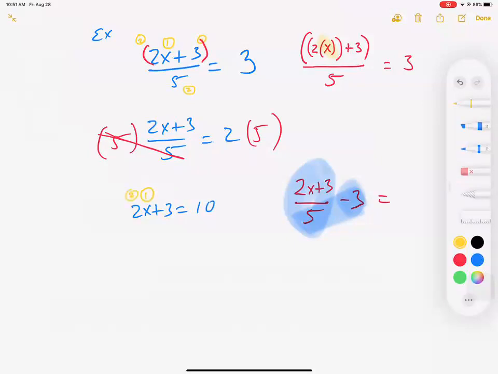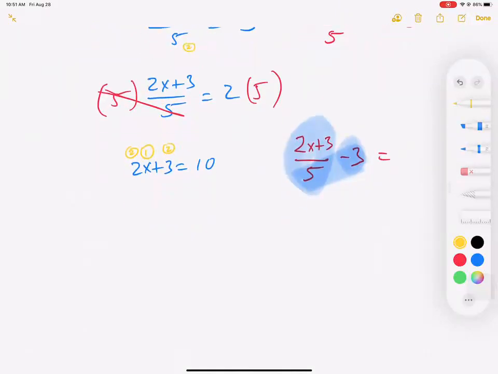please take note that the 2 is bonded with the x through multiplication, and the 3 is our free floater. We can get rid of our weakest link. You are the weakest link. You're fired, right? So we can minus that 3 easily.